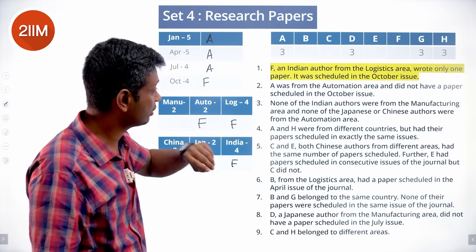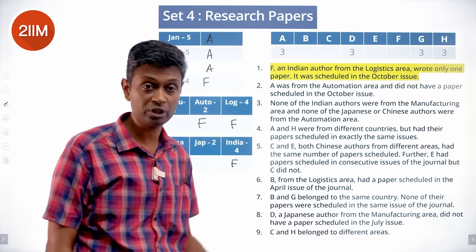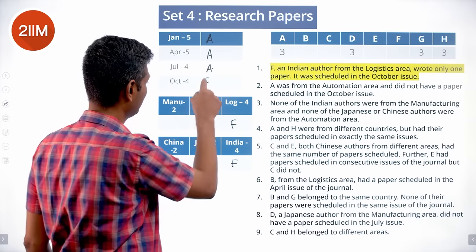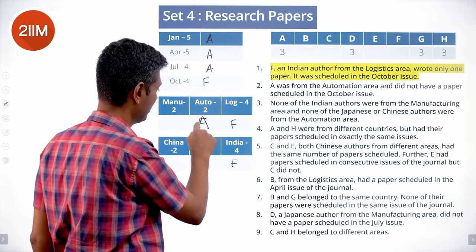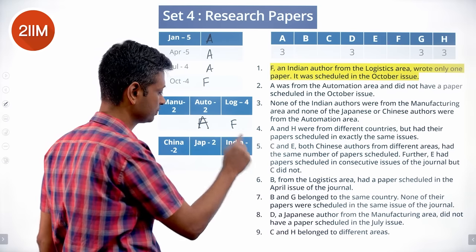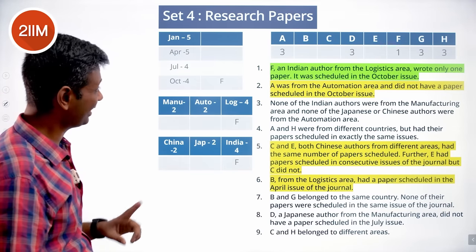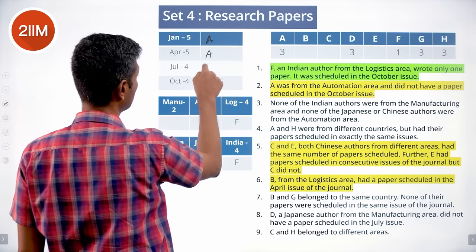None of the Indian authors were from manufacturing and none of the Japanese or Chinese authors were from automation. So all automation should be from India. So A, sorry, this is automation, should be A. A should sit here also. Let's go step by step. A was from automation and did not have a paper scheduled in the October issue. So A should be here, here and here.